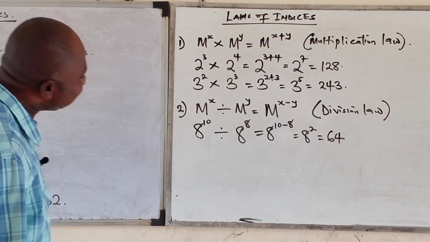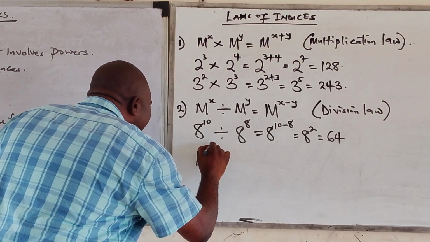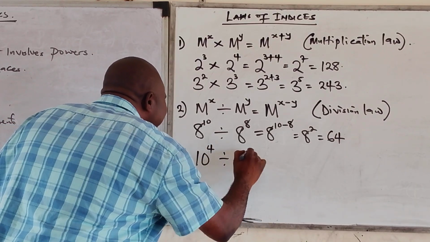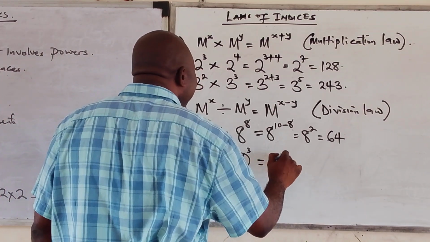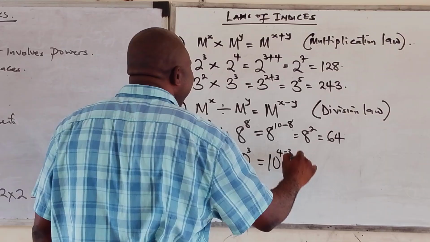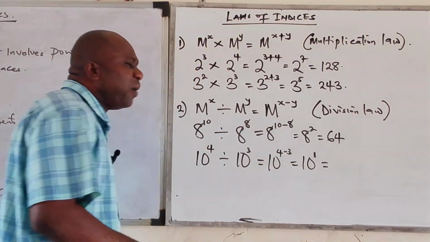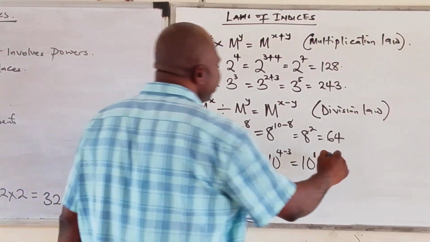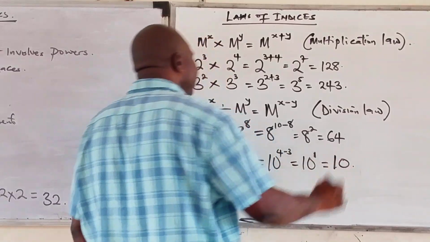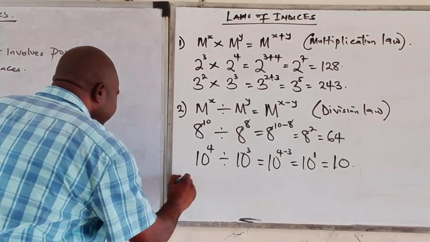Now, let's look at another example. 10 raised to the power of 4 divided by 10 raised to the power of 3. Here, this will give us 10 raised to the power of 4 minus 3, and that will give us 10 raised to the power of 1. Any number raised to the power of 1 is that number. So 10 raised to the power of 1 is equal to 10. So this is the second law of indices. Now, let's move straight to the third law.